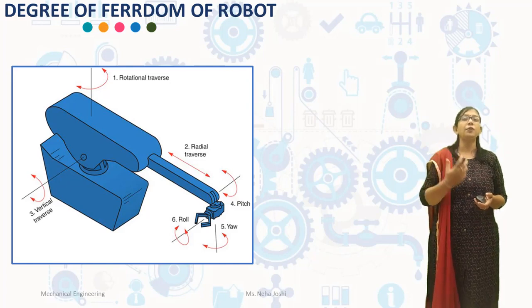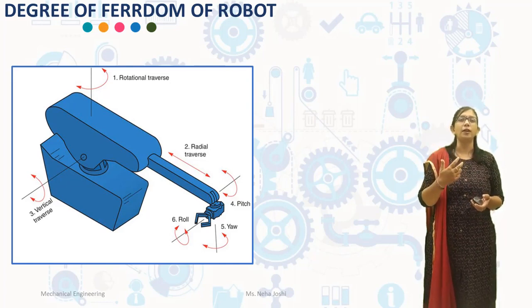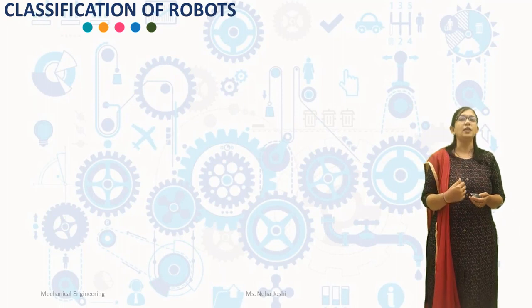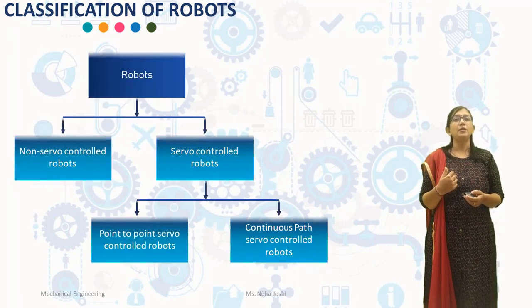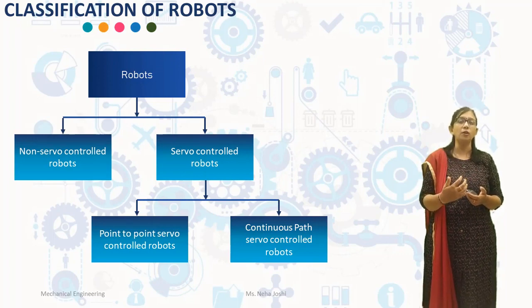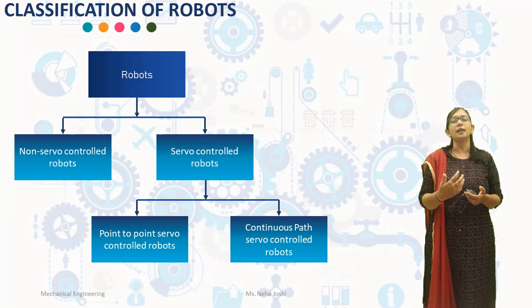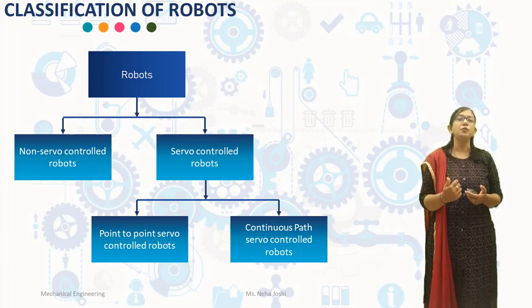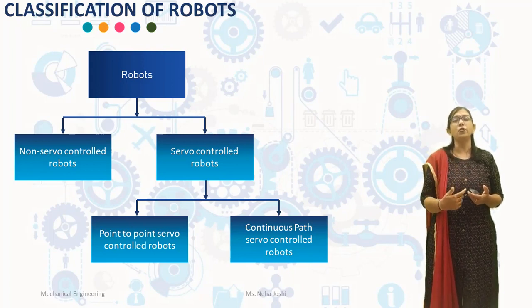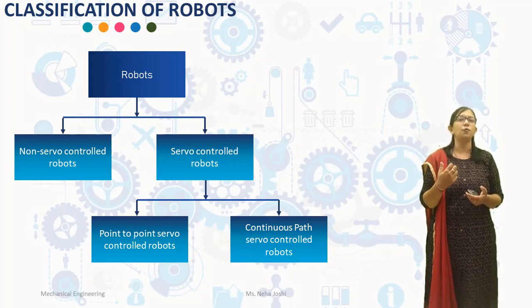So these are the different kinds of degrees of freedom of robotics, degree of freedom of arm and degree of freedom of wrist. Now, next one is classification of robots. Based on the technique used to control the motion of various axes, robots are broadly classified into two categories. First one is non-servo control robots and second one is servo control robots. Now, servo control robots are further divided into two categories, point-to-point servo control robots and continuous path servo control robots.